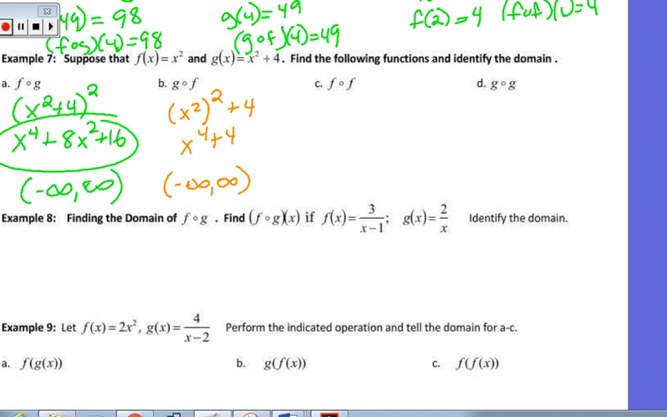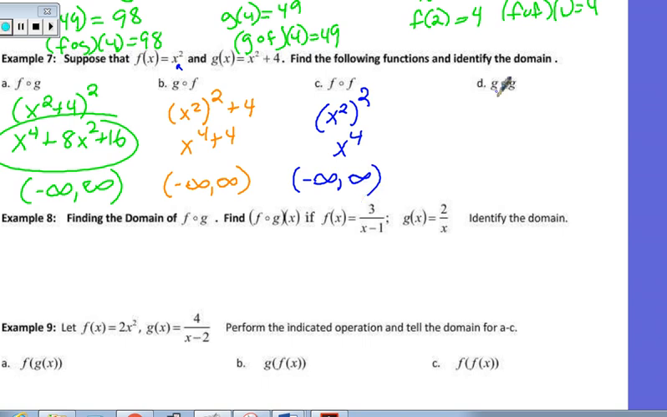If I look at problem C, f of f of x, so I'm going to take x squared, this entire function, and replace it right in for x. So what we're going to get is x squared squared, which is going to get us x to the 4th power. Again, we have no domain issues. There's no denominators, no radicals. So we're looking at negative infinity to positive infinity.